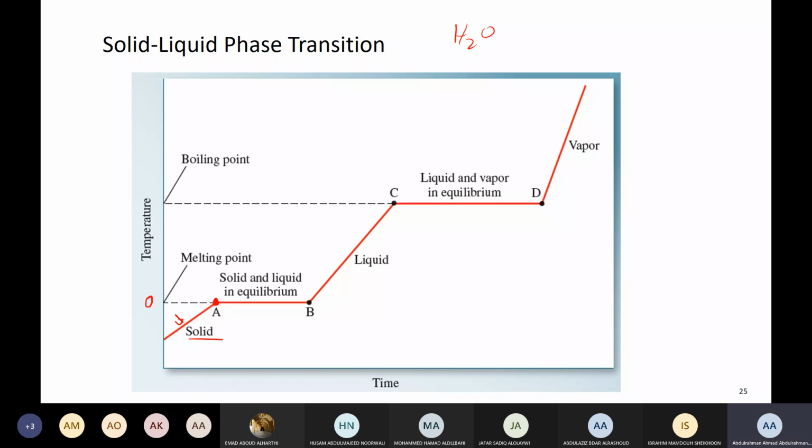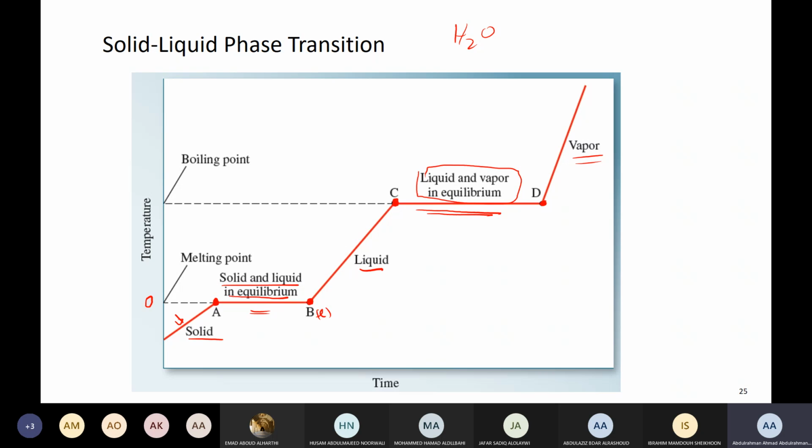What's the property of B? Liquid. Liquid at 0 degree. And then the rest, it's here, solid and liquid in here. Good. And this is liquid. What's the property of C? Liquid at 100 degrees. What's the property of D? Vapor at 100. And what's in between? Liquid and vapor, in equilibrium. And after D, it's all vapor.